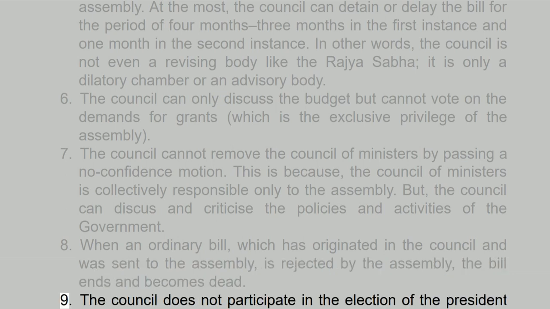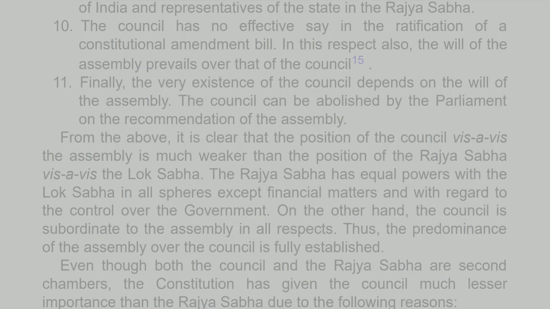9. The council does not participate in the election of the President of India and representatives of the state in the Rajya Sabha. 10. The council has no effective say in the ratification of a constitutional amendment bill. In this respect also, the will of the assembly prevails over that of the council. 11. Finally, the very existence of the council depends on the will of the assembly. The council can be abolished by the parliament on the recommendation of the assembly.